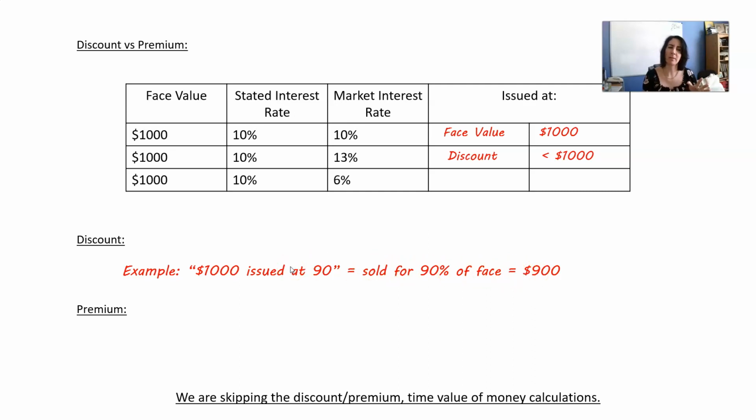All right, premium. Same idea, face value, stated interest rate, but the market is paying 6%. Well, now my bonds are paying tons more money than everybody else. So if that's the case, I'm going to sell it for a premium. I'm going to sell it for more than $1,000.